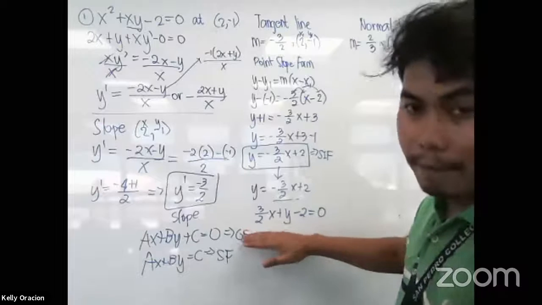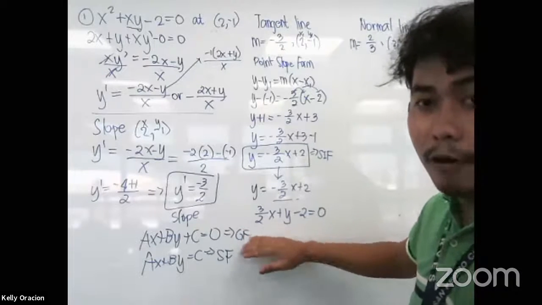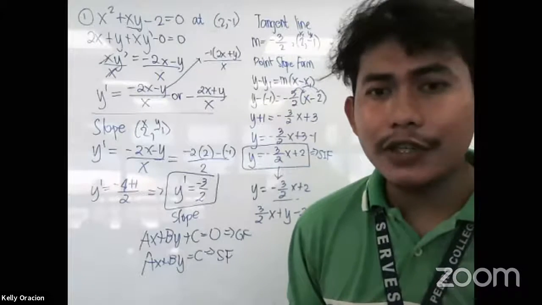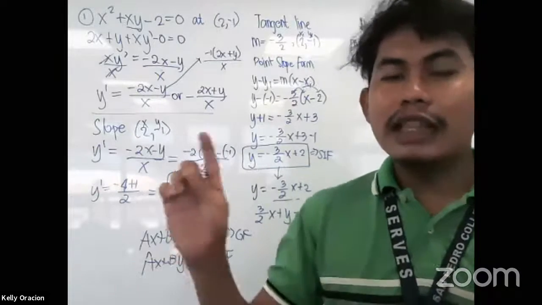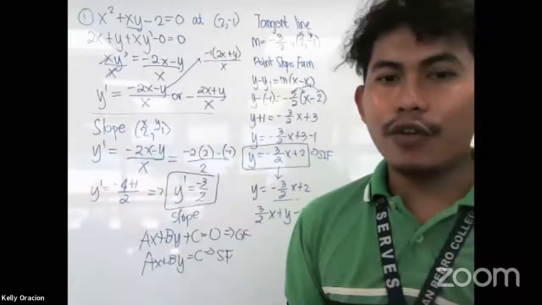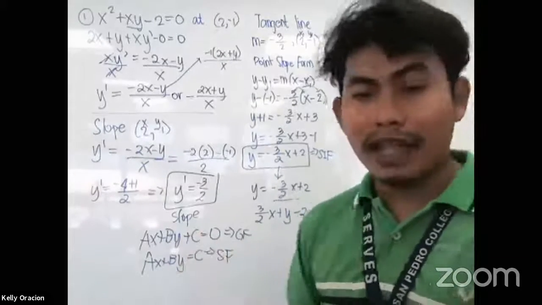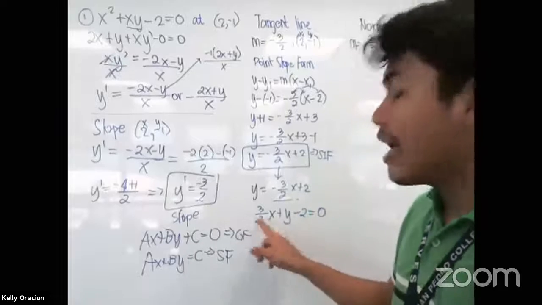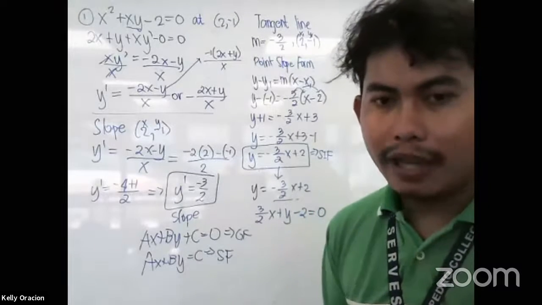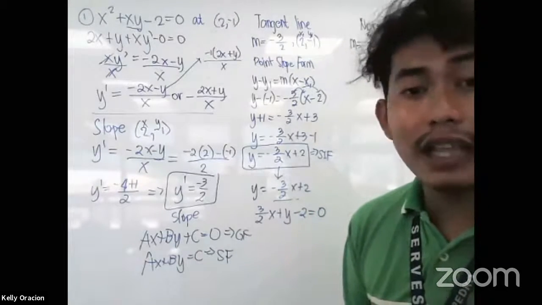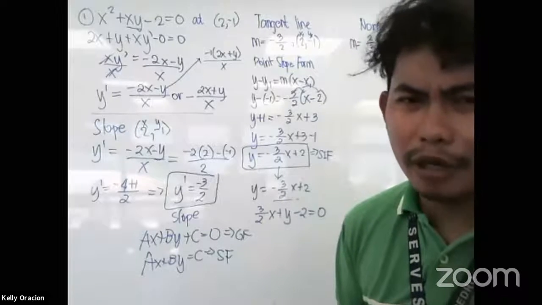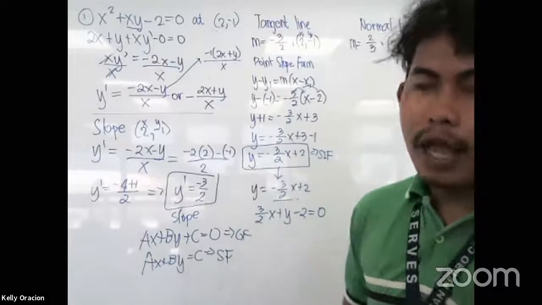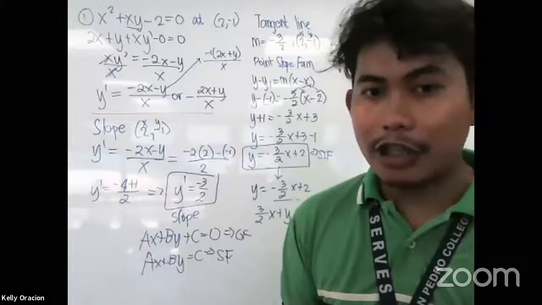So ito na yung mukha. But this is not the final answer. Bakit hindi pa siya final answer? Yung sinabi ko kanina, the constants of your x and y, you need to make sure na whole number siya. 3 halves is not a whole number. So we need to find ways to make it whole number. Maghanap tayo ng paraan para ma-whole number siya.